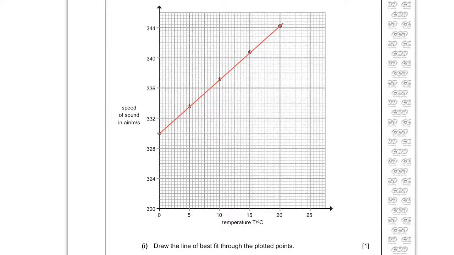So in the next part we're asked whether or not this is proportional, and it's not, because a proportional system would be a straight line and also go through the origin. This is clearly not going through the origin because it's already reached 0 on this axis, but it's nowhere near 0 on the other axis. So not proportional. We're also asked to find out what the speed of sound is at 18 degrees, so we would have to go up here to 18 degrees and draw across to your graph, and if you do that you get about 343 meters per second.